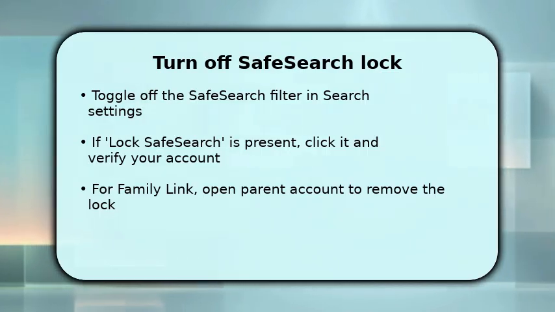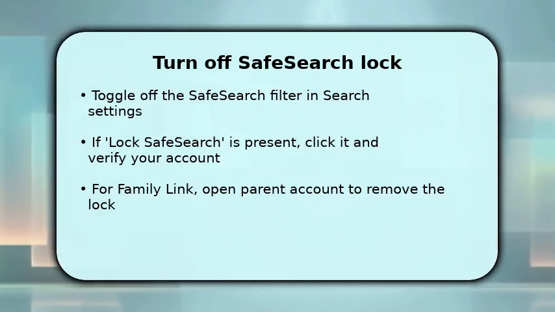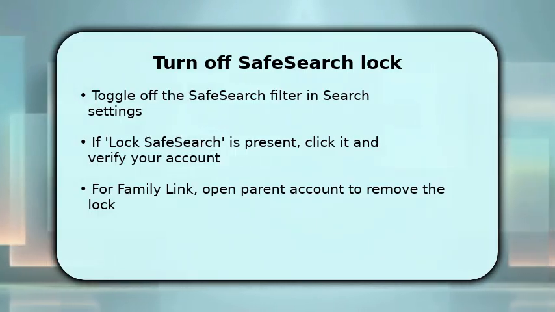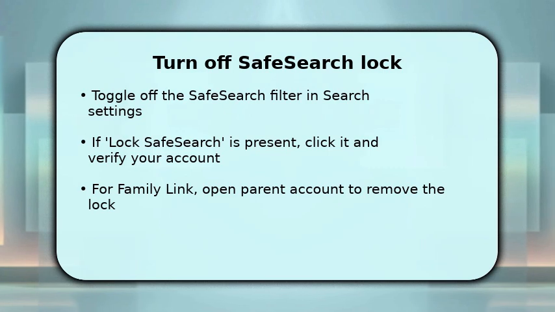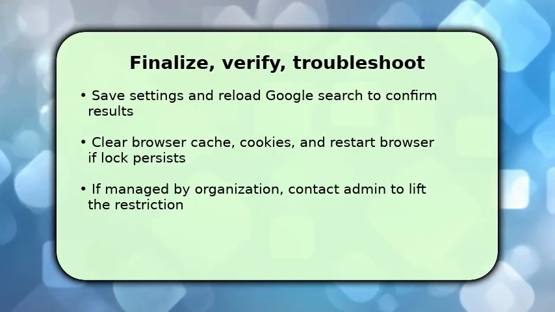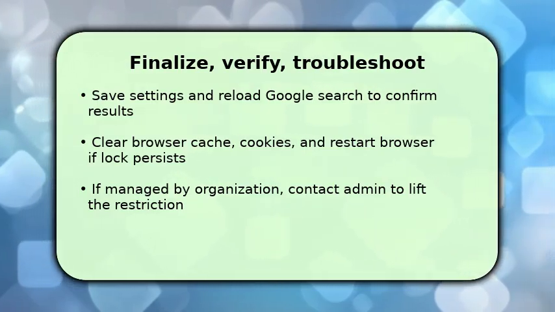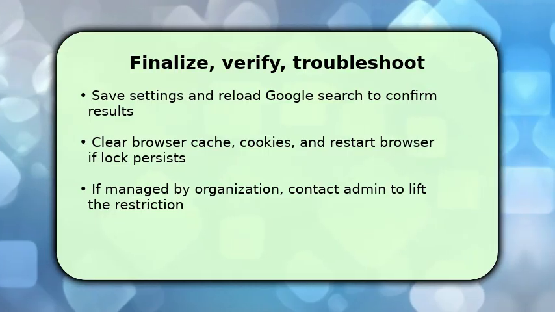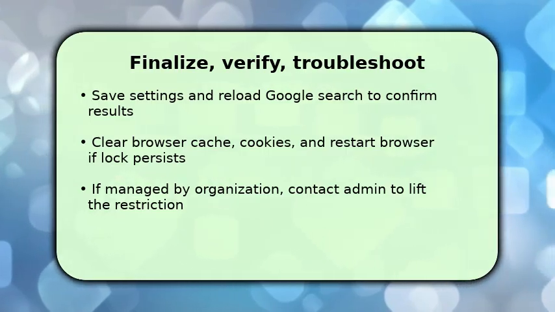Make sure to clear cache or restart the browser, so changes propagate immediately. Once you've turned off Safe Search, save settings and run a few searches to confirm explicit results are visible. If results still show filtered content, clear your browser's cache and cookies, then sign out and back in. That refresh often resolves propagation delays.